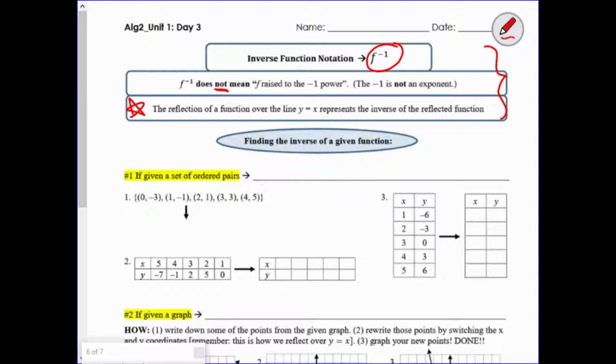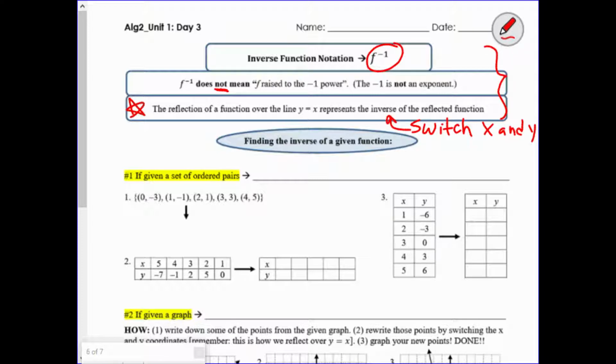Do you remember from geometry when you reflected over y equals x? Anybody remember? Y equals x is a line that looks like this. It has a slope of 1 and it goes through the origin. If you reflect over that line, do you remember how you do that? Switch the x and y. That's the idea that we're working with here. Switch x and y. That's our basic concept that goes with this last box.